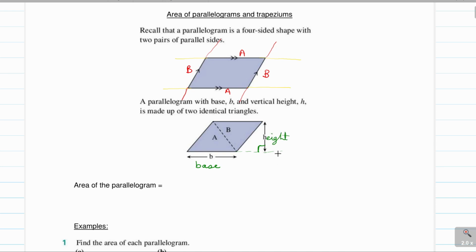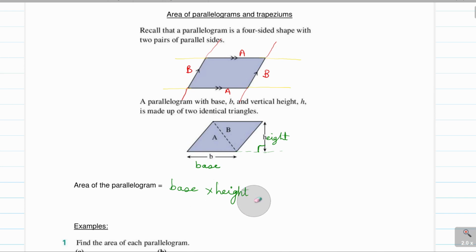Now, a parallelogram is made up of two identical triangles. So the entire shape is two triangles put together. And our area is just simply going to be base multiplied by height. Now we're not going to divide by 2 because we want the whole thing, right? We don't want half of that shape. We want the whole thing. So it's just simply base multiplied by height.